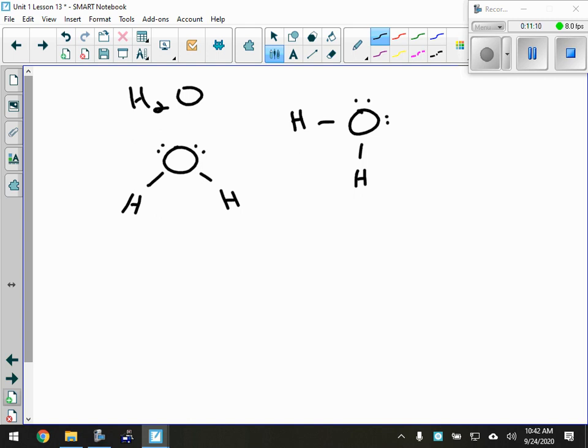Well, we have to look at electronegativity values. If I look at electronegativity values, this is 2.2 and 2.2, and if you want to use this diagram here, sure, 2.2 and 2.2. And oxygen is 3.4. And again, if you want to use this diagram here, that's fine.